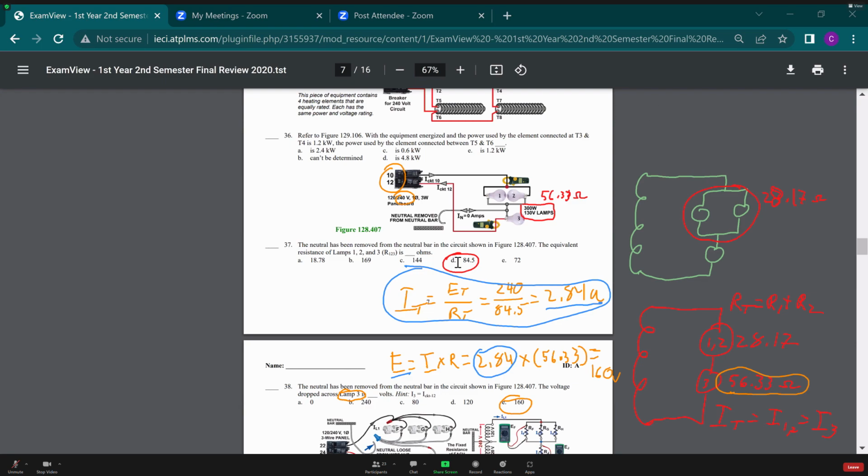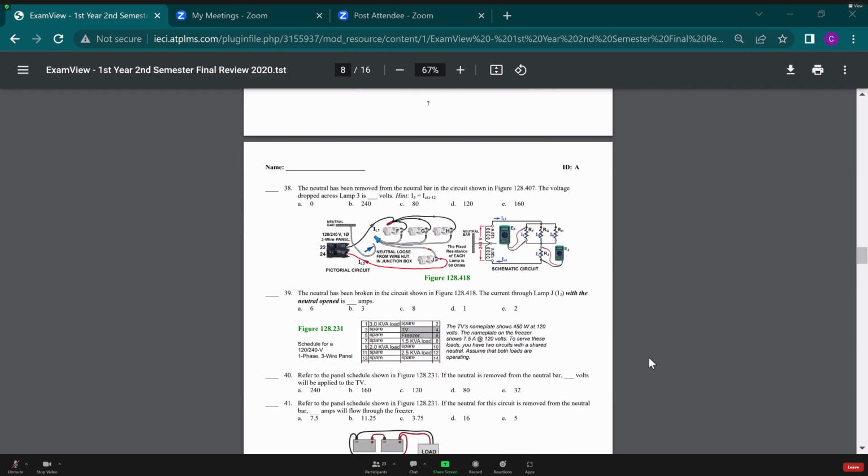All right, clearing those off and heading on down to 39 here. 39 says the neutral has been broken in the figure above. The current through lamp J with the neutral open is blank. So if we're looking for J here, let's take a second and draw out this schematic. If we're looking for lamp J current, what do we want to do? Well, we want to find the total current, I total.